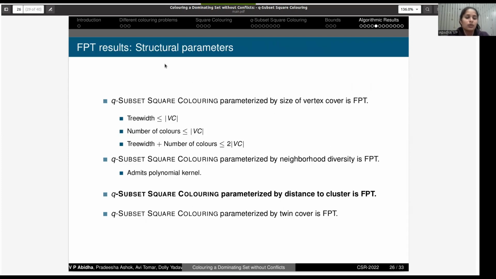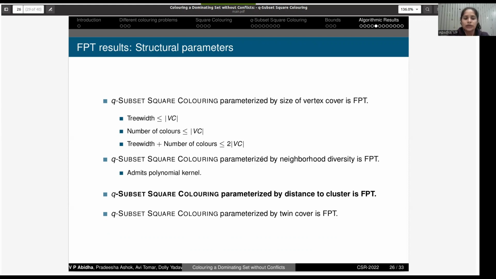Now we can consider some parameter which is possibly larger than the tree width. One such parameter is the size of the vertex cover. The number of colors used in the Q subset square coloring problem we can bound by the size of the vertex cover, and also tree width we can bound using the size of the vertex cover. So the combined parameter tree width plus number of colors we can bound by the size of the vertex cover. And we already showed that with the parameter tree width plus number of colors, it's FPT. So we can say that the Q subset square coloring problem parameterized by the size of the vertex cover is FPT.